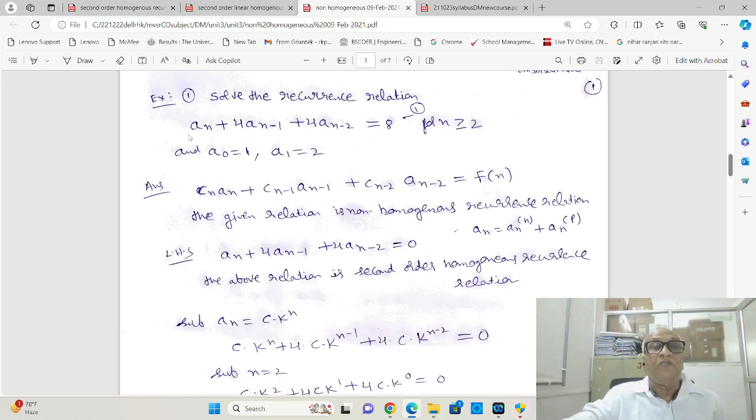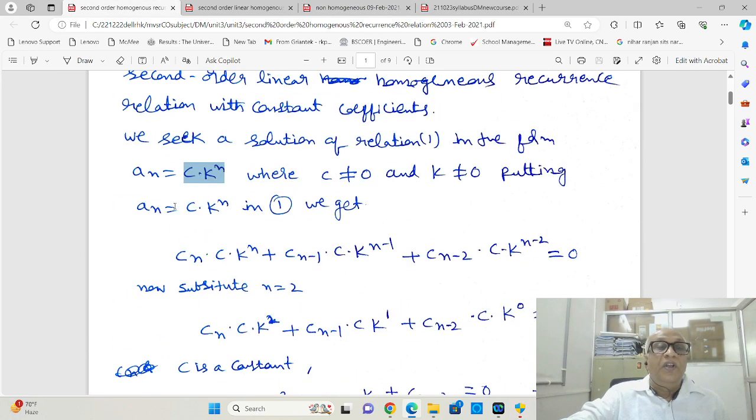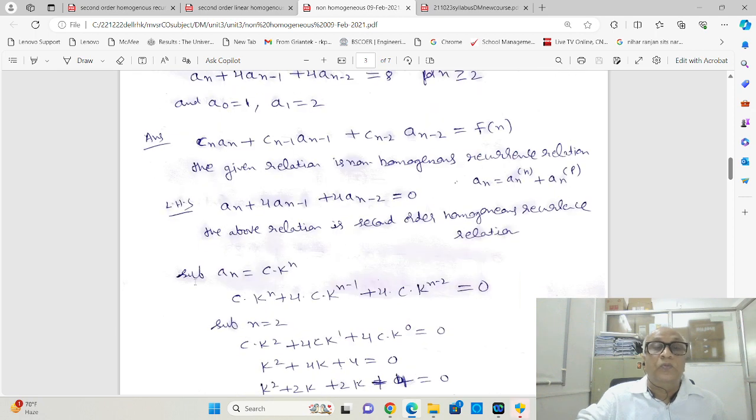Now what is the solution for the homogeneous one? Because we are taking the LHS part, An plus 4An minus 1 plus 4An minus 2 equal to 0. Now this becomes homogeneous. Once it becomes homogeneous, what will be the solution? An will be replaced with Ck to the power of n. So we are going to substitute An with Ck to the power of n.